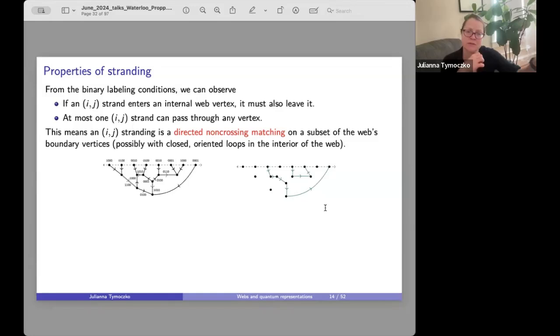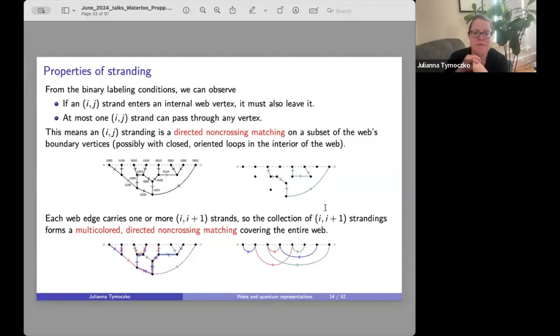So here on the left, a web that we saw a little bit earlier. Here on the right is one particular stranding wrapping through this graph. This is the green 3-4 stranding. And you can see that if you ignore all of the vertices, you've got a green thing with another green thing underneath it. And they don't cross, they don't intersect at any vertices. It is possible to have closed cycles in the interior of the web.